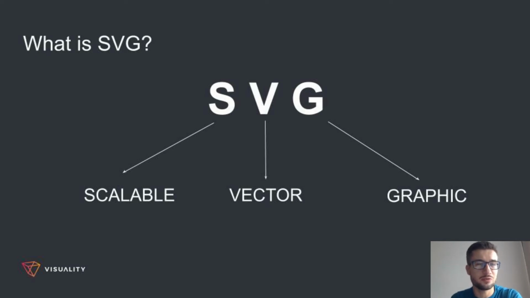SVG stands for Scalable Vector Graphic. It was first introduced in 1999 by the World Wide Web Consortium. As the name suggests, it is a graphic that is highly scalable and is written in a vector form. Basically, it contains instructions on how to construct the image rather than raw bitmap data.